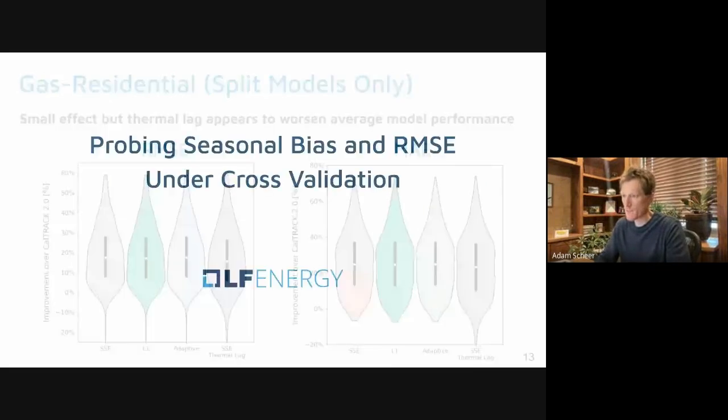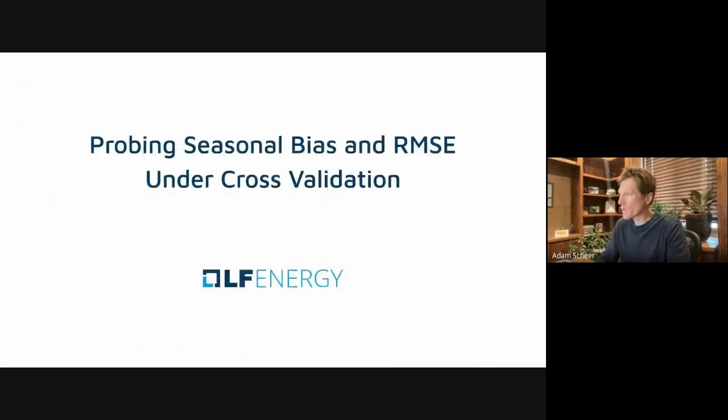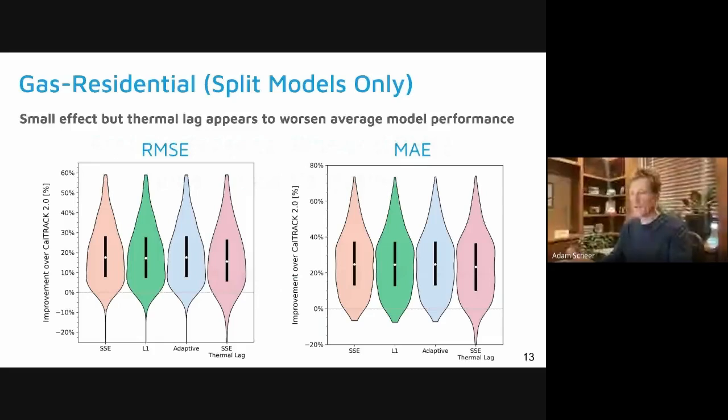So let me stop there because I've kind of blitzed through a bunch of results. Then we can come back to this topic of looking at seasonal bias and RMSE under cross-validation, where we're really specifically looking at that trade-off. But I wanted to see if anybody had questions or thoughts on what I've presented in just the last 10 or 15 minutes here.